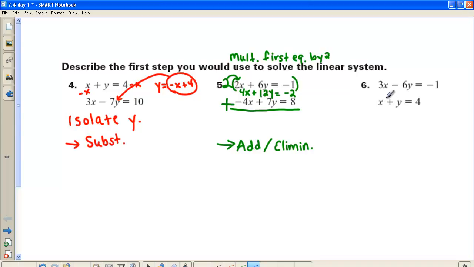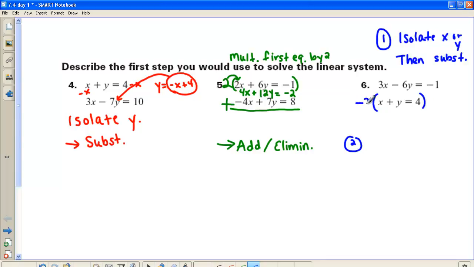Let's take a look at this one. I certainly see that you could use substitution and isolate either x or y. So that would be one choice, to isolate x or y, then use substitution. The second choice would be perhaps to multiply the second equation by negative 3. Let's see what would happen. And then you notice if you do addition, you would eliminate the x's. So my first step would be to multiply the second equation by negative 3, and then my method would be addition or elimination.